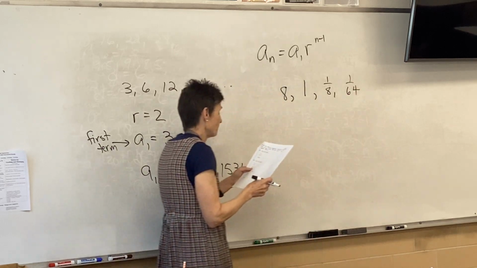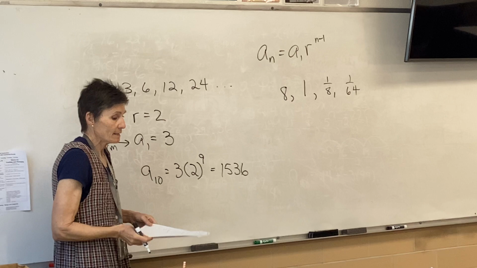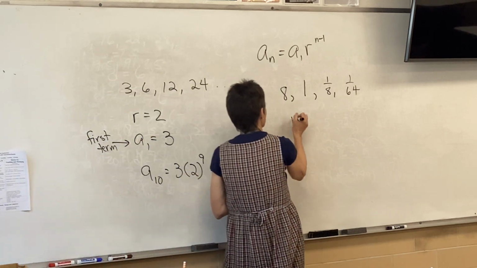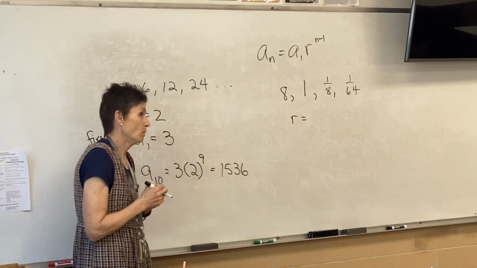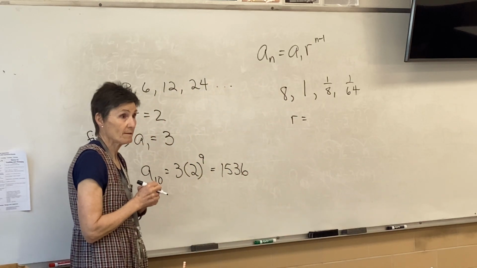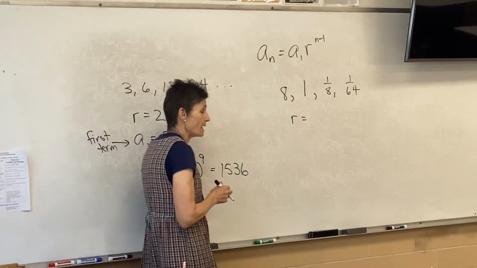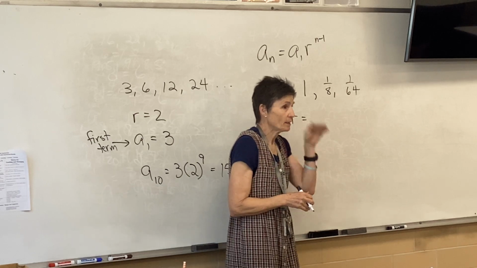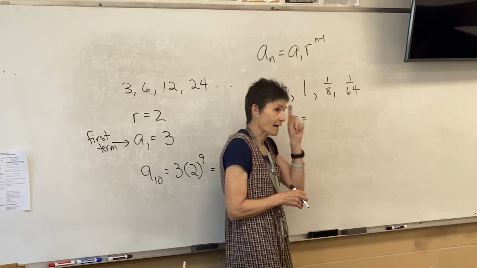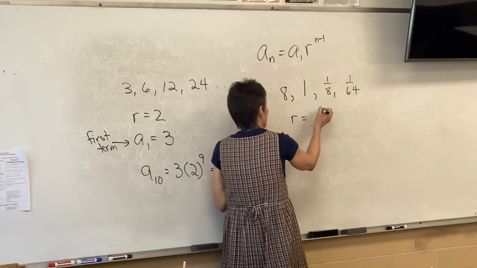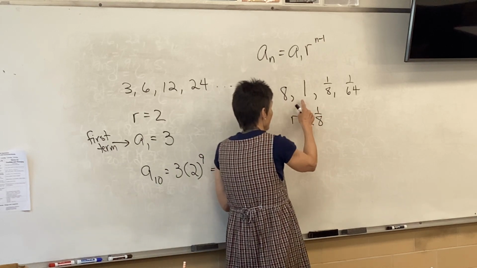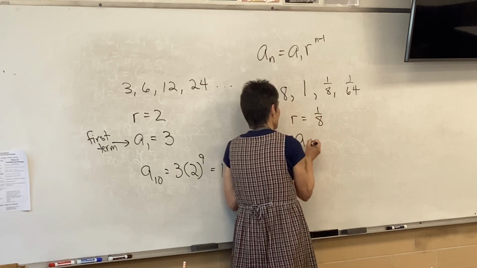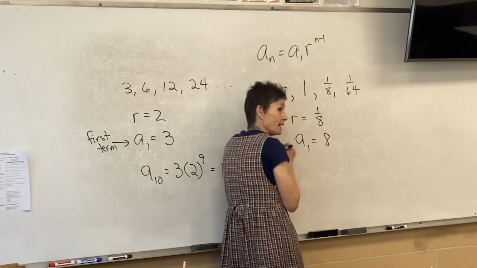All right, how about this one? What's happening in this one? They tell me it's geometric, so I must be multiplying by something. What am I multiplying by? 1/8? Now, if you said you're not multiplying, you're dividing, remember, division is multiplying by a fraction. And we gotta think about it as multiplication. So, would everybody agree I'm multiplying by 1/8? Yeah. And my first term is actually 8.